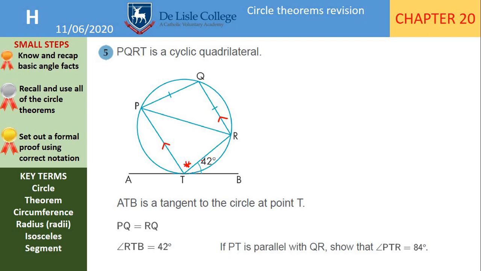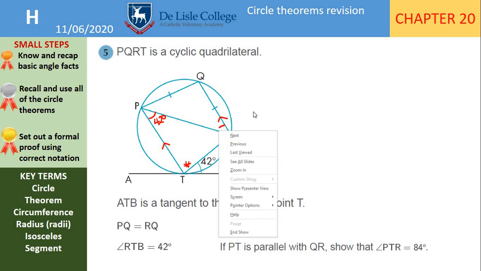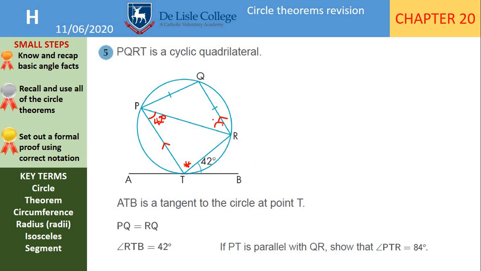So this 42 here between the tangent and the chord must be equal to the interior angle in the alternate segment. So that would mean that that angle there is 42 as well. Now looking here, I've got parallel lines and alternate angles. I've got a Z. So by alternate angles in parallel lines, that must mean that this angle here is also 42.